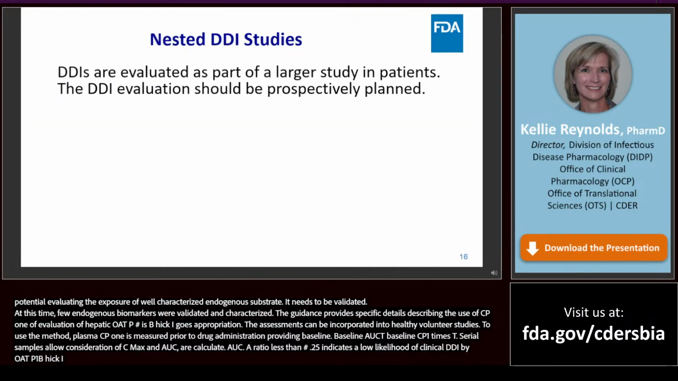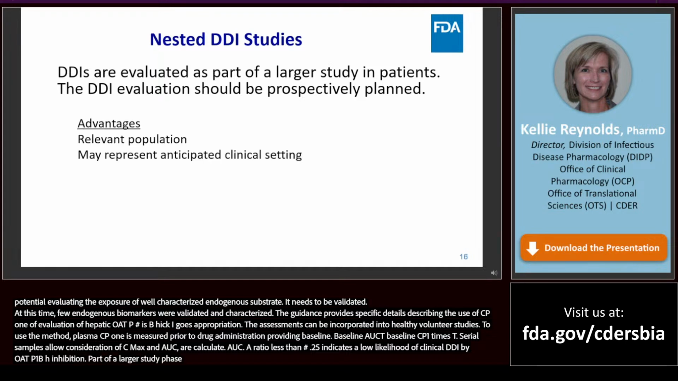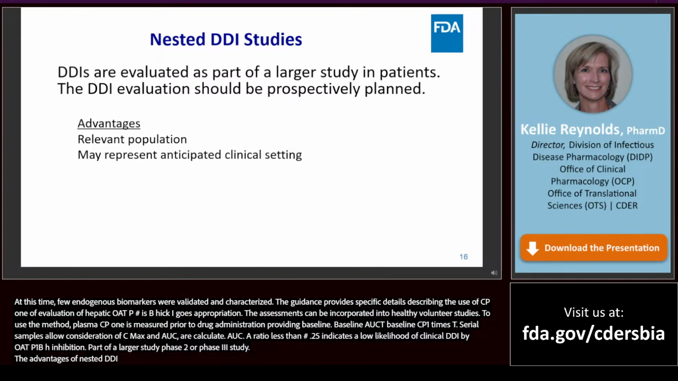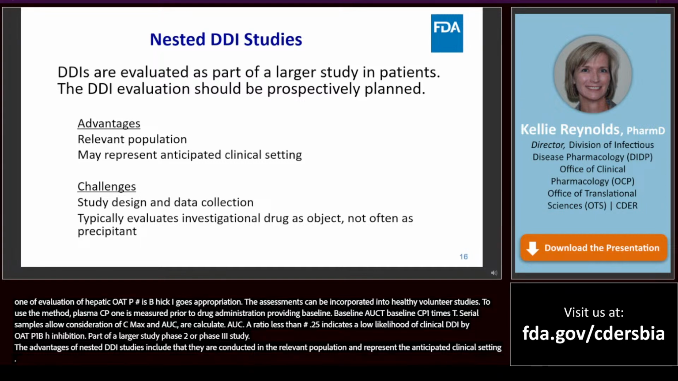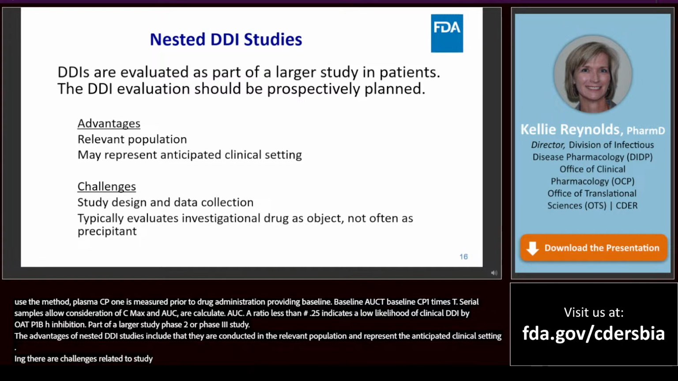My next topic is nested DDI studies, which is the evaluation of DDIs as part of a larger study, usually a phase 2 or phase 3 study. The advantages of nested DDI studies include the fact that they are conducted in the clinically relevant population and may represent the anticipated clinical setting. Of course, there are challenges related to study design and data collection. Additionally, these studies typically evaluate the investigational drug as an object, but not as a precipitant.